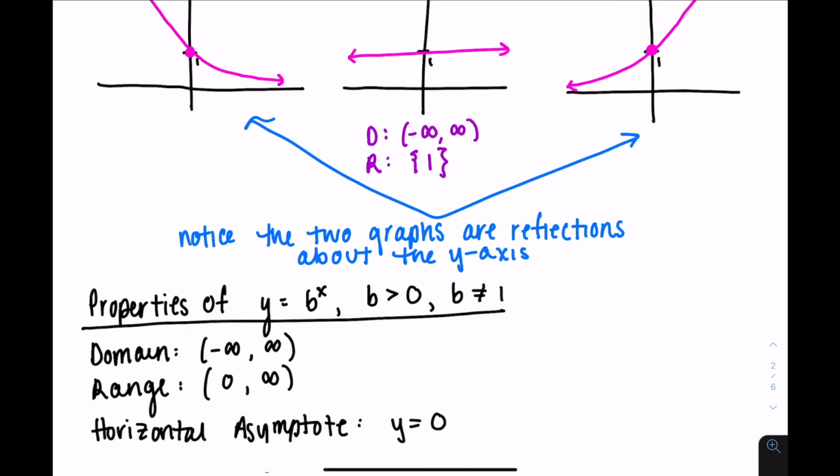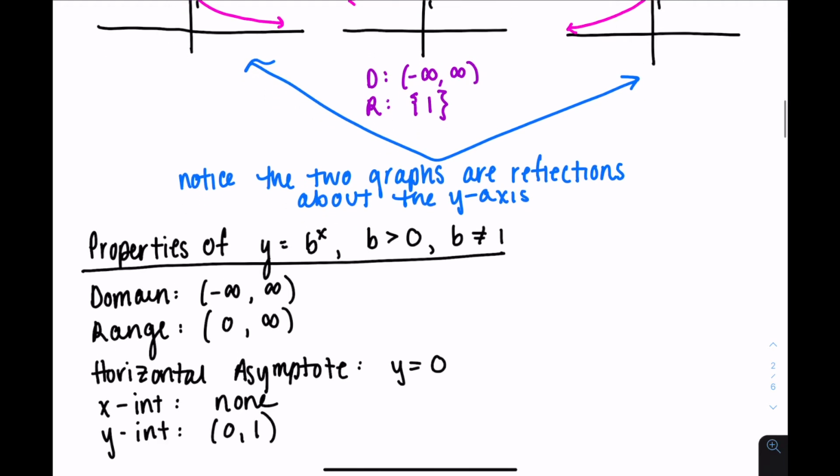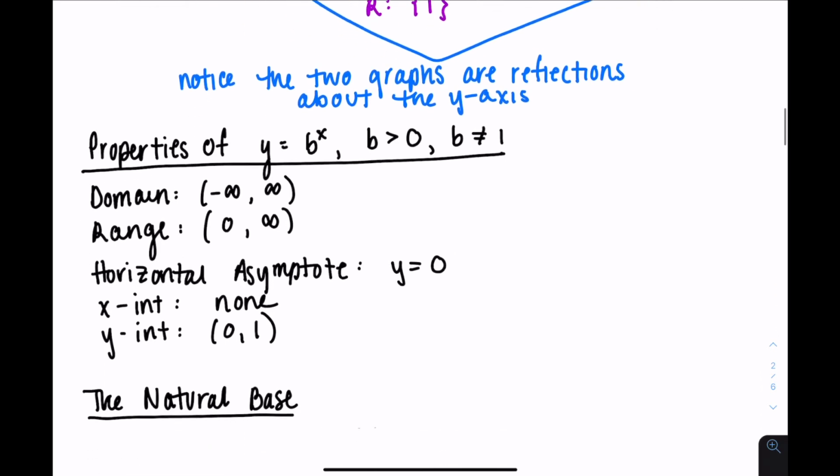In both of these cases, you're not going to cross the x-axis, so there's no x-intercept. If you do start shifting this around, then you can have an x-intercept, but for the basic graph, there's none. And for the y-intercept, when you plug in 0, regardless of that base, the output will be 1.